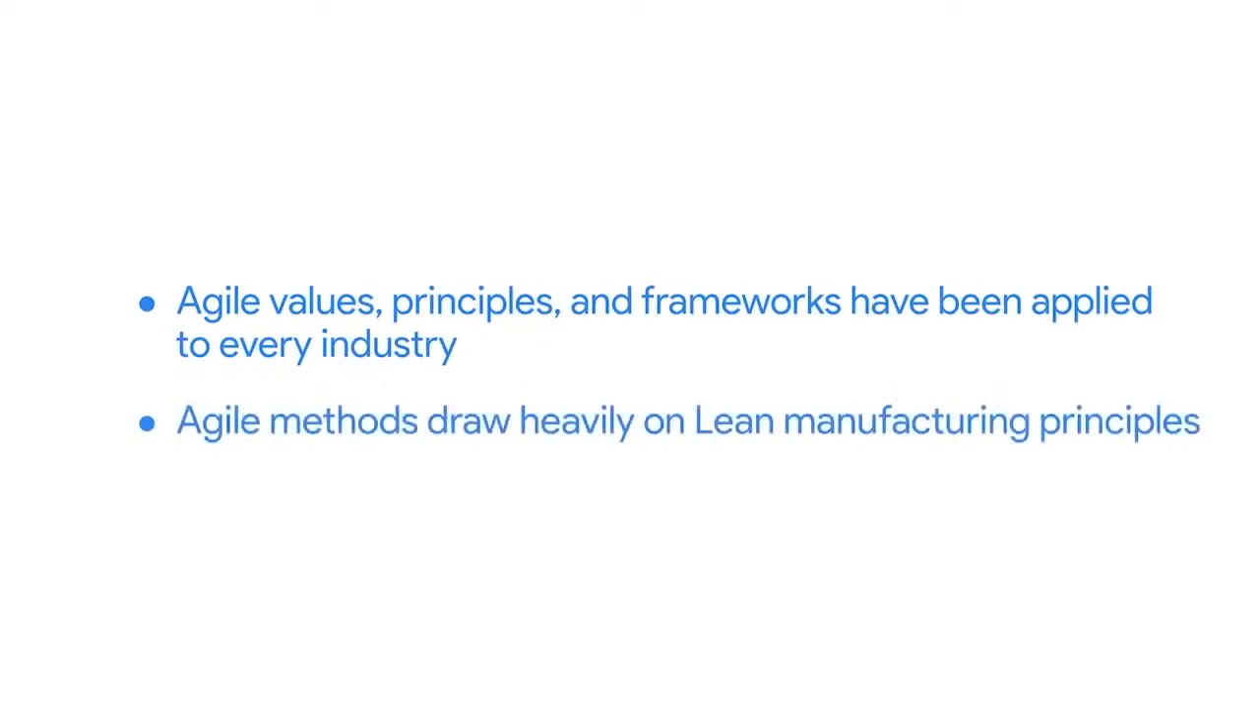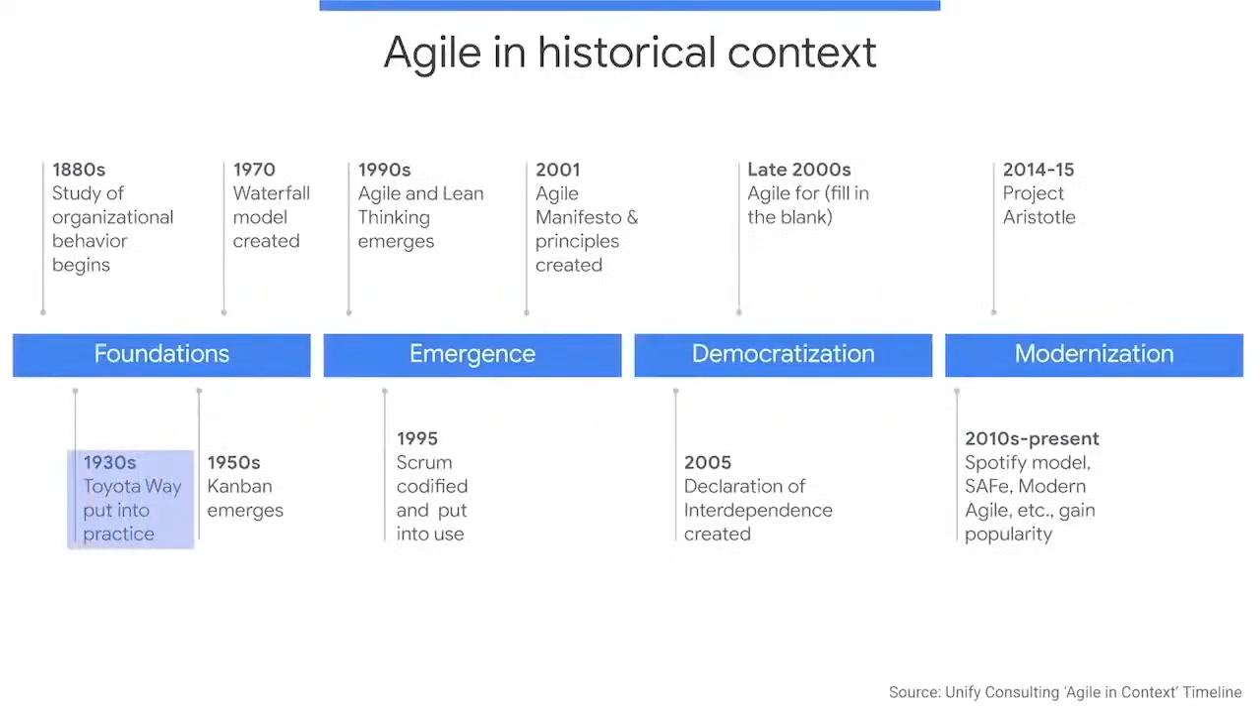Now here's where Agile gets even more interesting. You can still use Agile even if you're not planning to work on software projects. Agile has been so successful in the software industry that its values, principles, and frameworks have been applied to nearly every industry. In fact, the Agile methods that you're going to learn also draw heavily on lean manufacturing principles that originated in Toyota's car factories in the 1930s. You'll also find Agile methods being adopted in the aeronautical, healthcare, education, finance industries, and even more. Cool, right? Agile is everywhere.